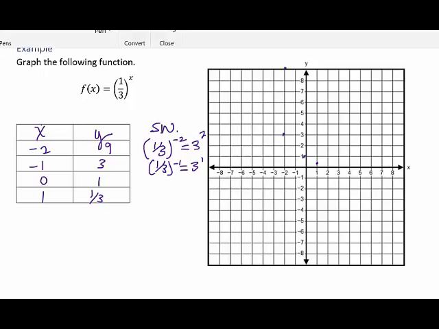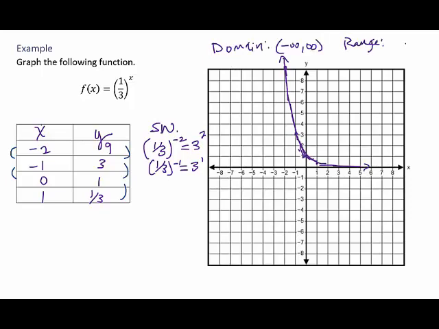Notice for each increase in x of 1, the y value decreases by a factor of 1/3. The next y value is just 1/3 of the previous y value. So plot the points in the coordinate plane and then connect them. The domain for this function is -∞ to infinity, and the range is from 0 to infinity. Notice that there's also a horizontal asymptote at y equals 0.